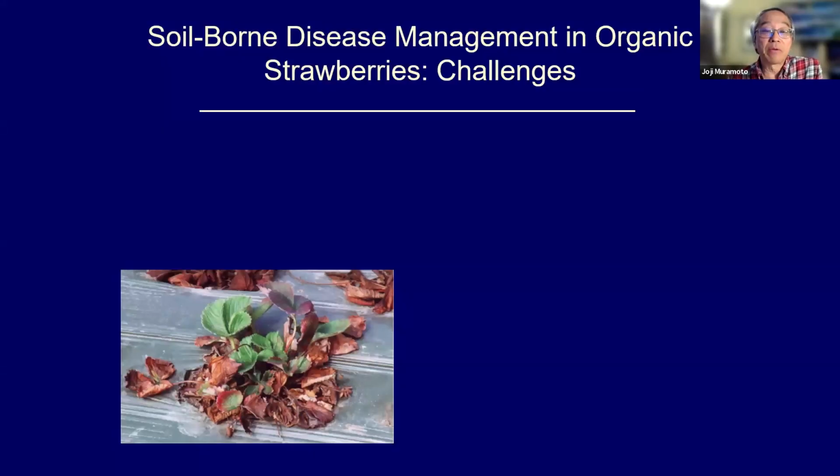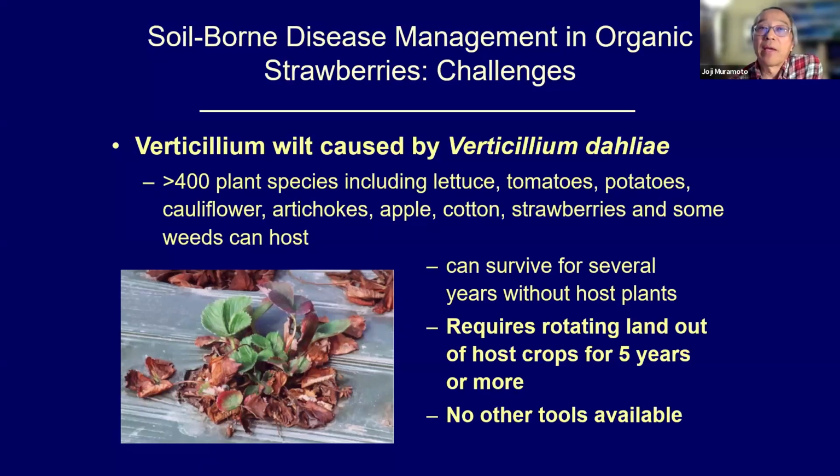So I came to UC Santa Cruz in 1996 as a visiting scholar, but I started to work on organic strawberries right away. But one of the main challenges is the soil-borne disease management in organic strawberries. This picture shows the Verticillium wilt caused by Verticillium dahliae. This pathogen and this disease is very difficult to manage because this pathogen can host more than 400 plant species, including lettuce, tomatoes, potatoes, cauliflower, artichokes, apple, cotton, and strawberry is one of the most sensitive ones, and some weeds as well. It also makes it difficult because it can survive for several years without host plants. So it requires rotating the land out of host crops for 5 years or more. So no other tools were available at that time.